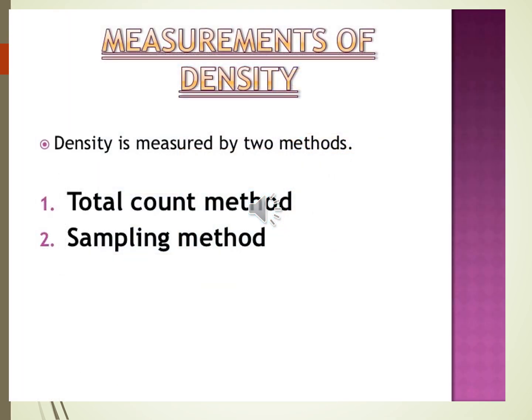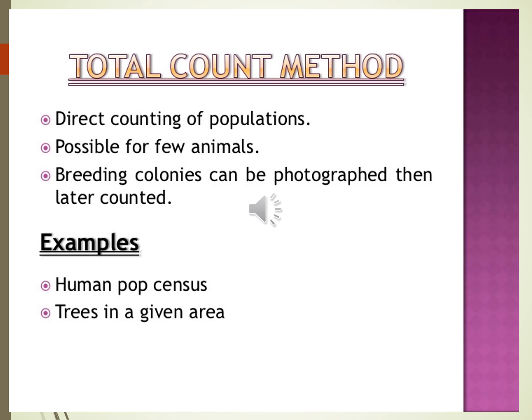Measurement of density. Density is measured in two methods, total count method and sampling method. In total count method, direct counting of population is possible, and it is possible for only a few animals. Breeding colonies can be photographed and then later counted.